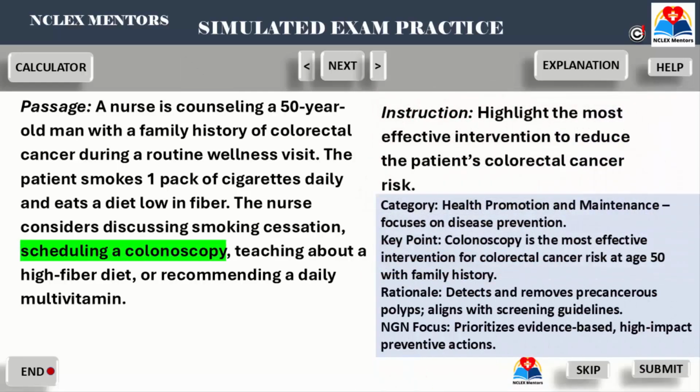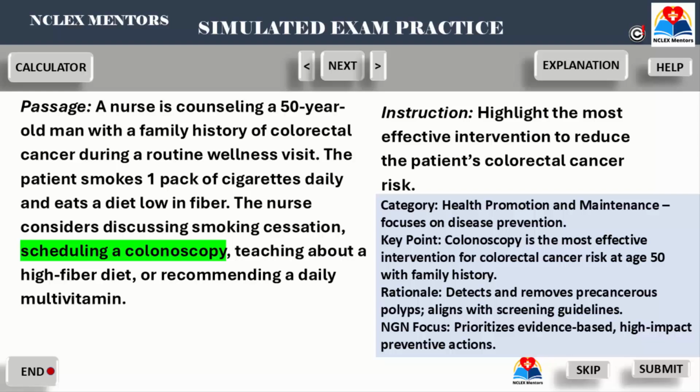Now let's see the answer. B. Schedule a colonoscopy. Explanation. This question falls under the health promotion and maintenance category. The focus is on disease prevention, specifically colorectal cancer. At age 50, with a family history of colorectal cancer, the patient is at a higher risk. And here's the thing. Screening for colorectal cancer is key to early detection. It can even prevent cancer by removing precancerous polyps before they develop into full-blown cancer.